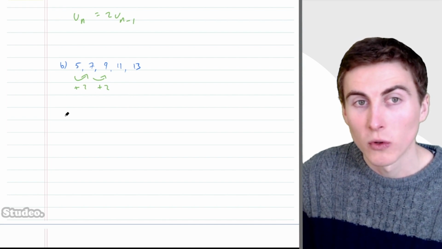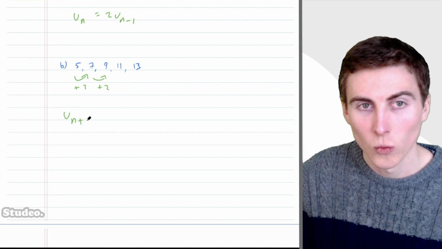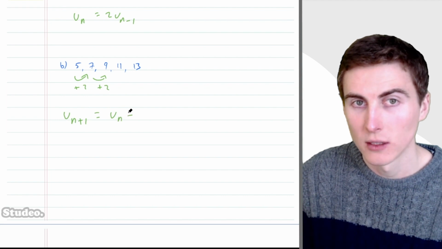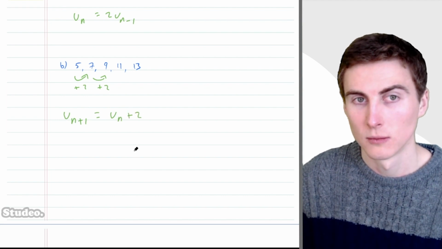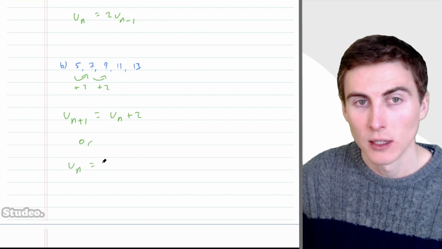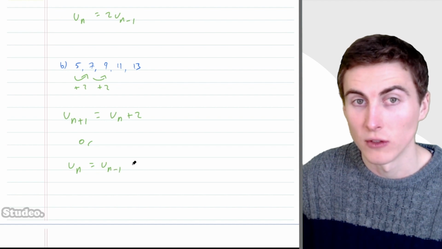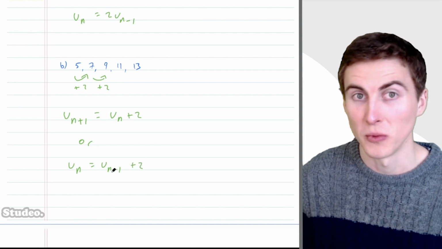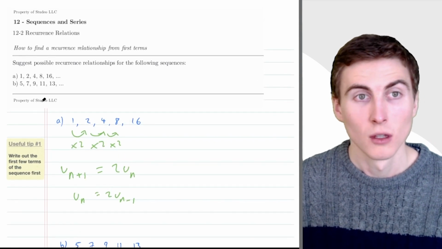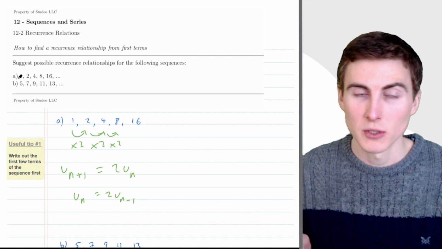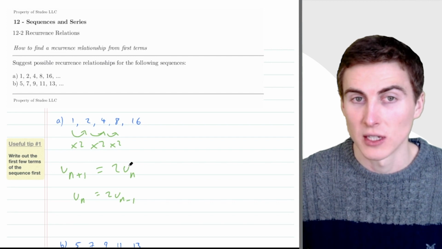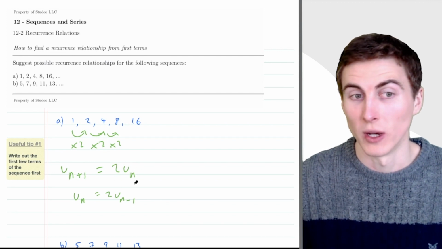When we want to write that as a recurrence relation, we see that the next term in the sequence, u n plus 1, is just the current term u n, add 2 more. Or again, if you wanted to, you could write it as u of n equals u n minus 1, so the previous term, plus 2. They both mean the same thing. And that's all there is to it. So just write out the list of terms, think about what the pattern is, and then think about how you can express that using u n.